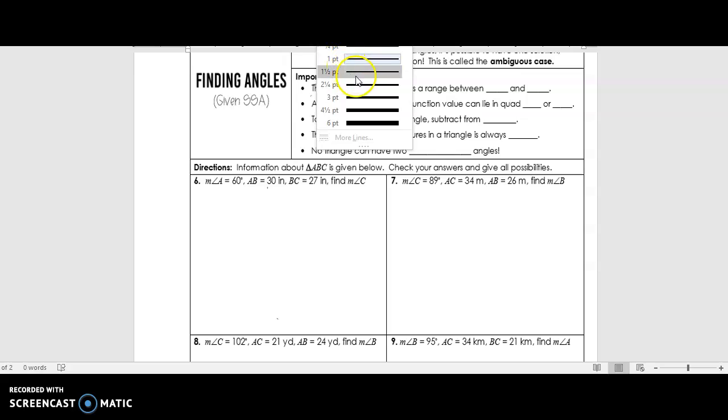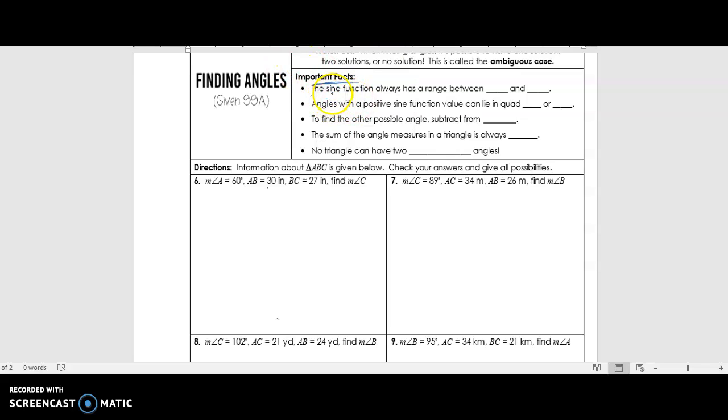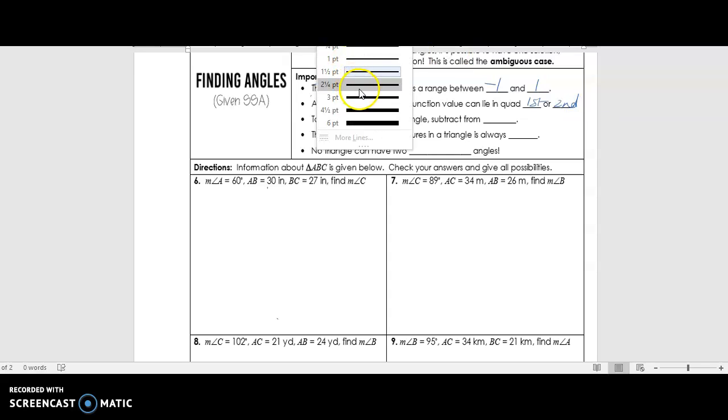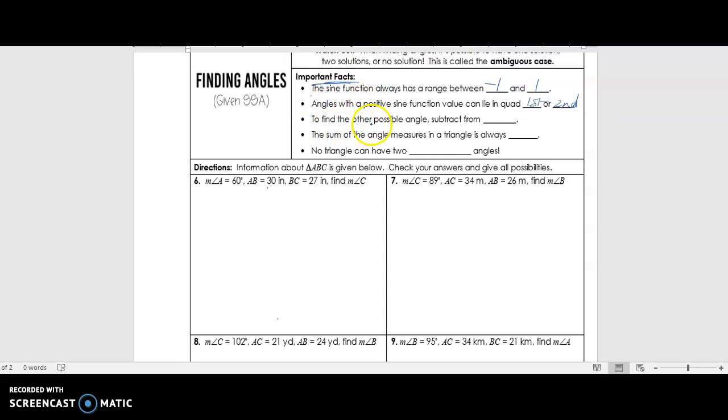So I'll change the thickness quickly. Now, the sine function always has a range between -1 and 1. It cannot go over 1 or below -1, so keep that in mind. And then angles with positive sine function value can lie in the first or second quadrants. And to find the other possible angle, subtract from 180 degrees.